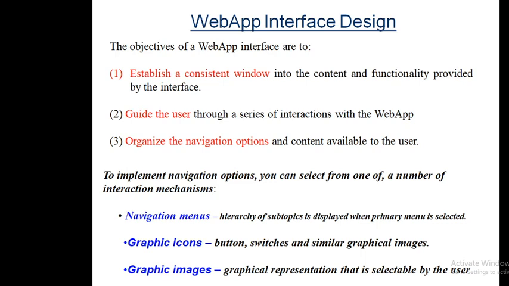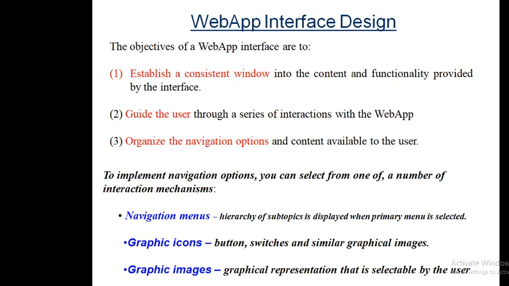In that, the first one, establish a consistent window, means when you are developing an interface design for a web application, that interface must be consistent. It must not create any confusion to the user while they are using it. So when you are establishing the interface, it must be consistent, based on the content represented in it and the functionalities provided to that interface. That is the first objective.